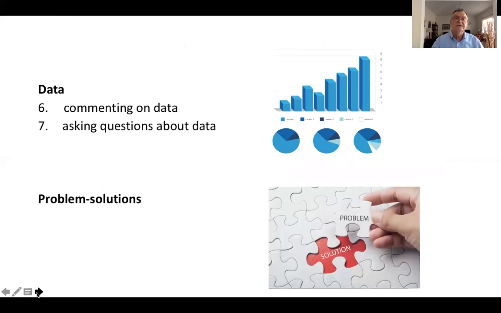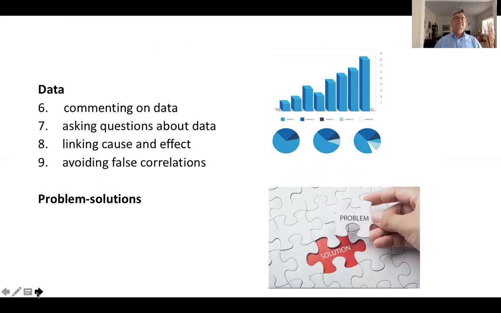Data: commenting on data, asking questions about data, linking cause and effect, and showing that there can sometimes be false correlations. Just because two things happen at the same time, at the same rate, doesn't mean to say that there is a cause and effect relationship between them.